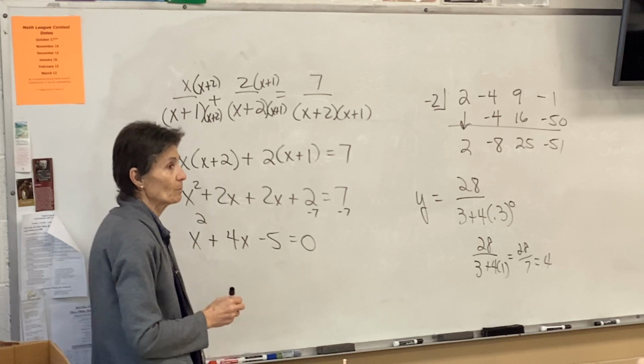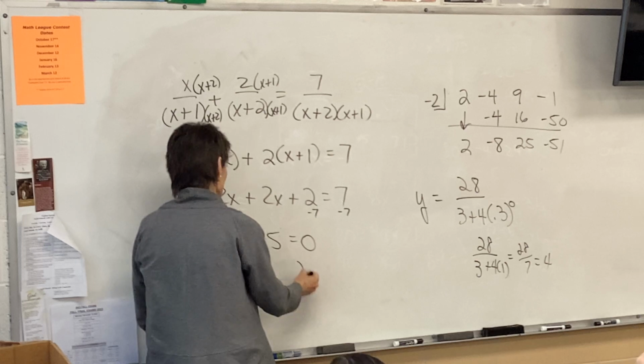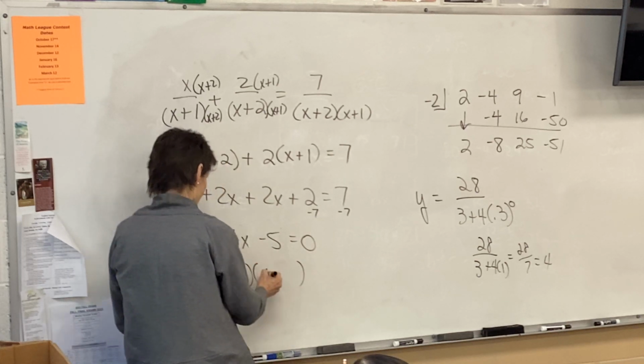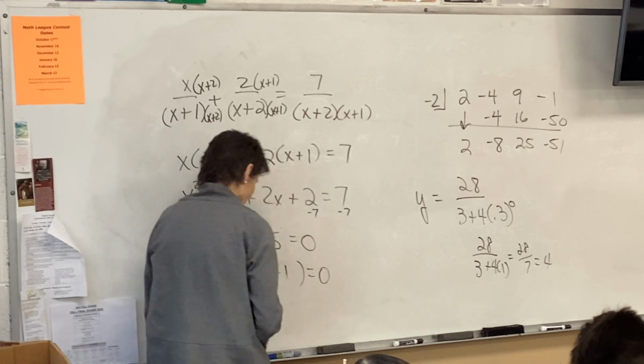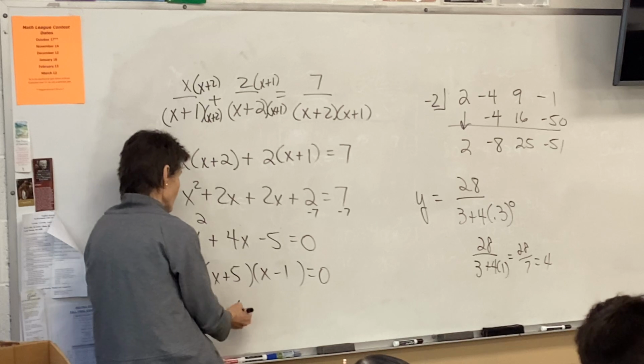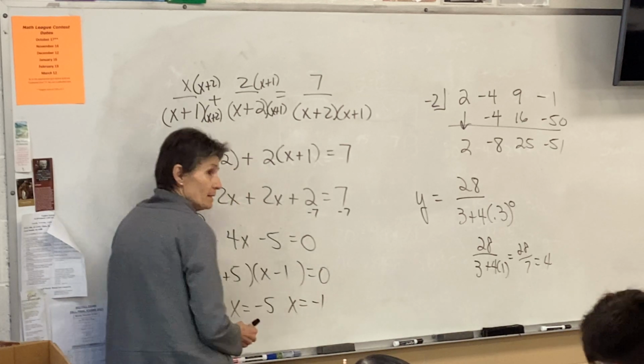And this one, you might recognize, does factor. Remember, yesterday we did one with the quadratic formula. You can always use that, but this one does factor. How does it factor? x plus 5, x minus 1. So what are my answers? x equals negative 5 and 1.